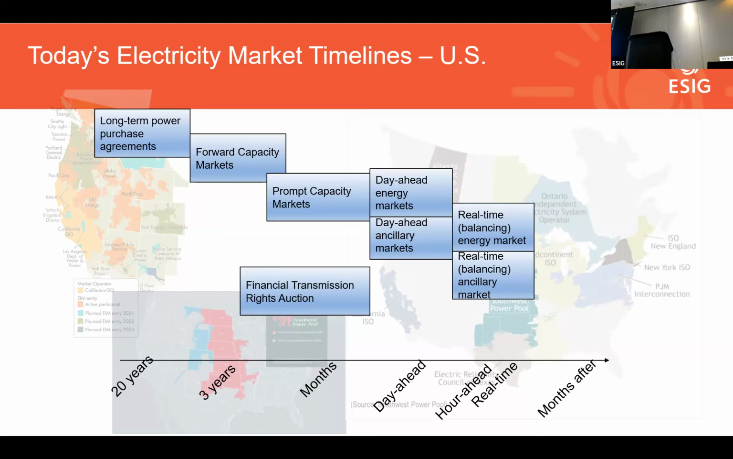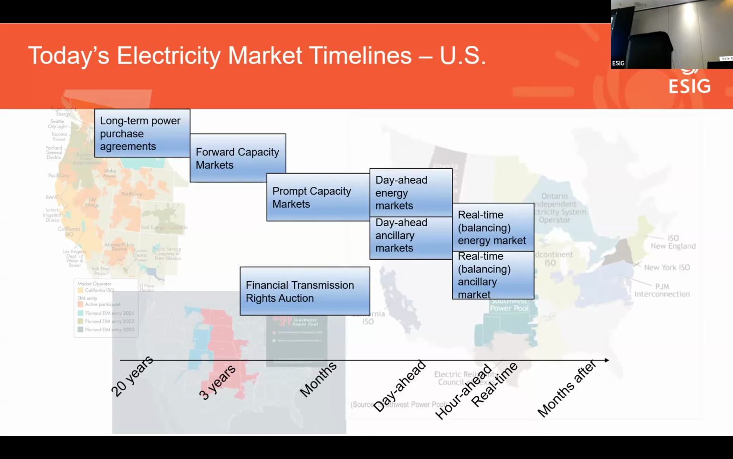And in most cases, the real-time market is also co-optimized, with energy and ancillary services all cleared simultaneously. And also in the US, with the nodal market, the congestion and transmission constraints are also co-optimized with a nodal price. This is an extremely important tool for market operators to manage congestion.